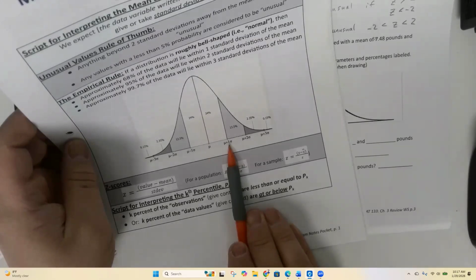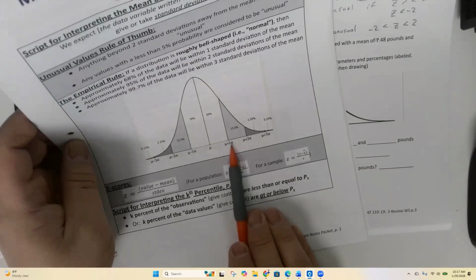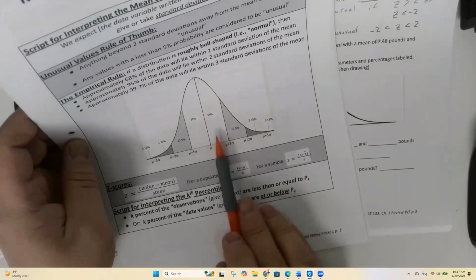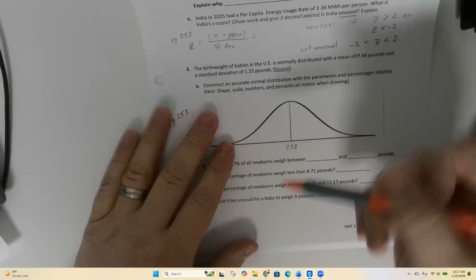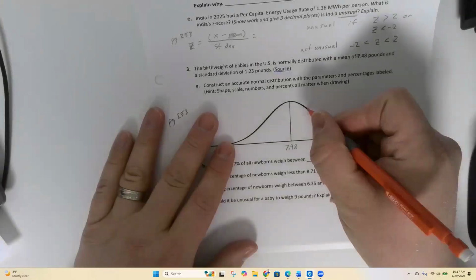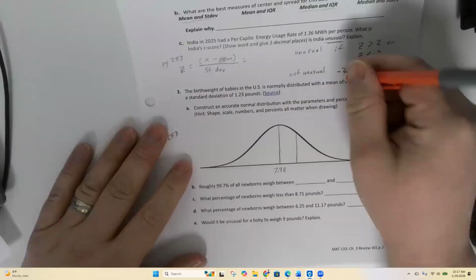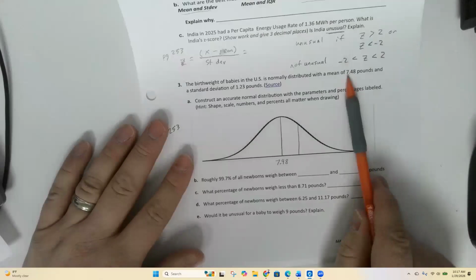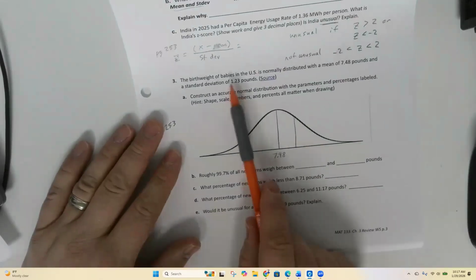We're also going to go up by 1 standard deviation. So we're going to add 1 standard deviation. And in between those two will be 34%. Okay. So by going up by 1, so 7.48 pounds, that's a normal baby weight. Okay. If we add 1.23, that's our standard deviation.